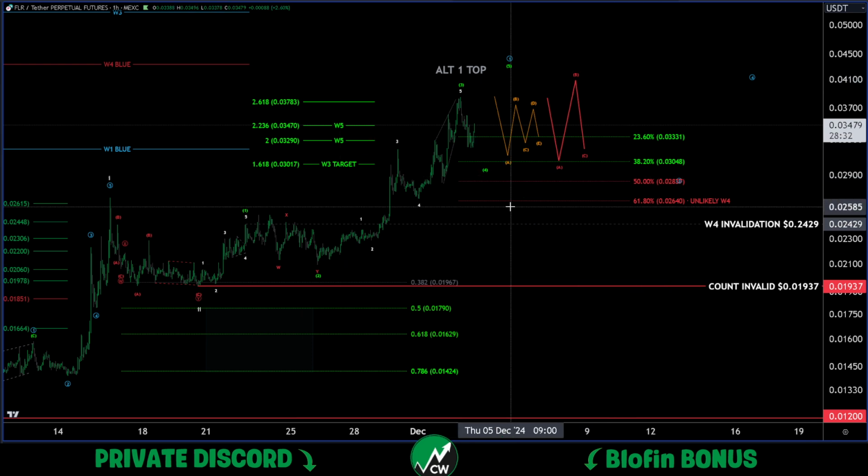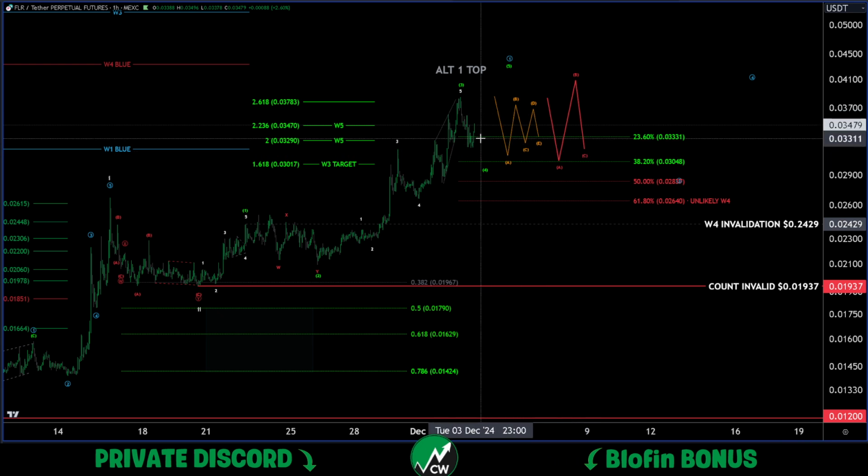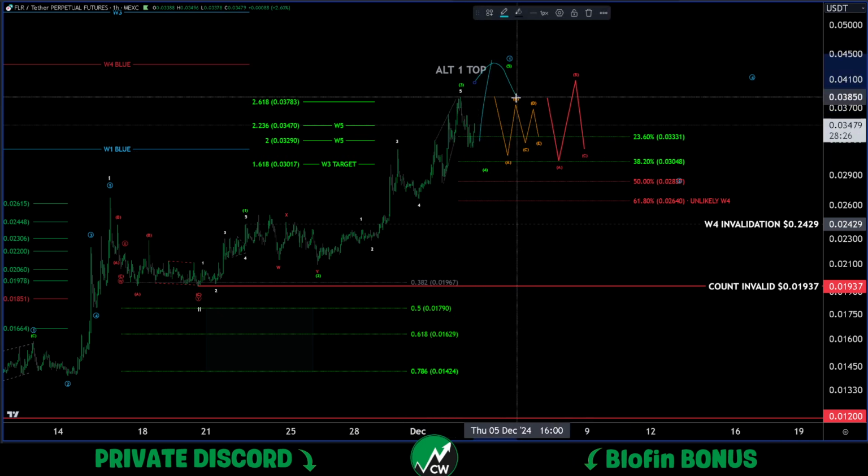But yeah, everything looks good on FLR, expecting just some chop here for the next couple days. Or if this is the top, we get moving to the upside.